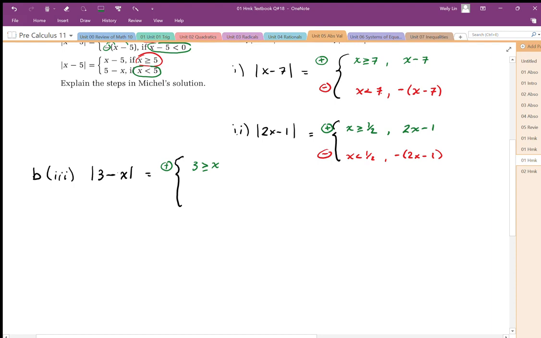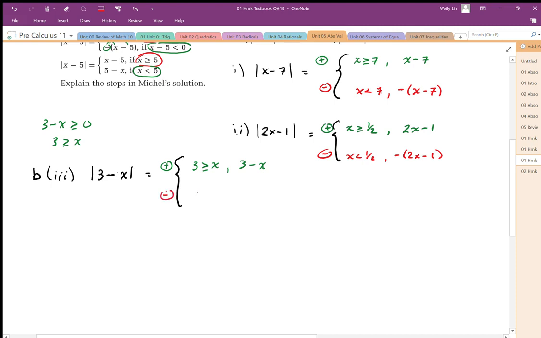So if I want to show the steps, I can just do 3 minus x is greater than or equal to 0, and then solve for the x like that. So there's my positive domain. It's just going to be 3 minus x. And then for the negative domain, it's just going to be the opposite.